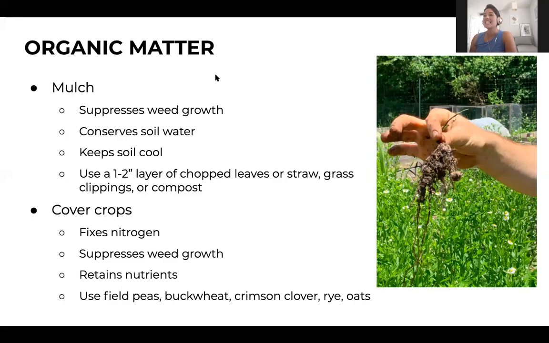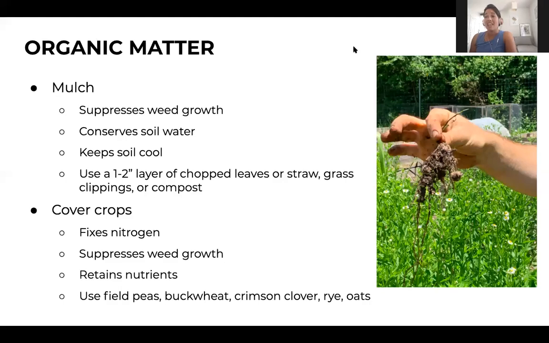All right, so next slide, I just wanted to give a little shout out to mulch. It is so good to, over time, improve your soil, but while you're using it, it will suppress weed growth. It will conserve water in the soil by keeping the soil cool and shaded. And there's a lot of different things you can use for mulch. Straw or leaves are two good ones for annual vegetable beds.